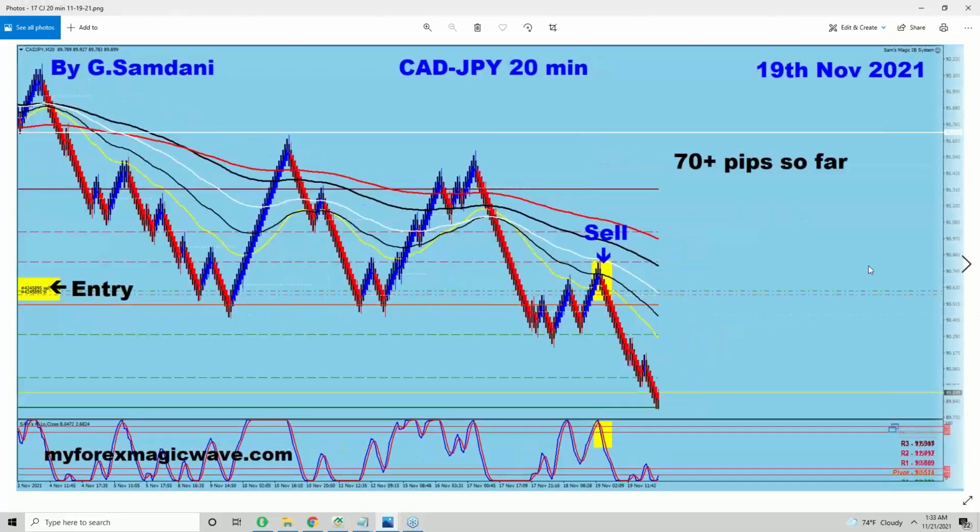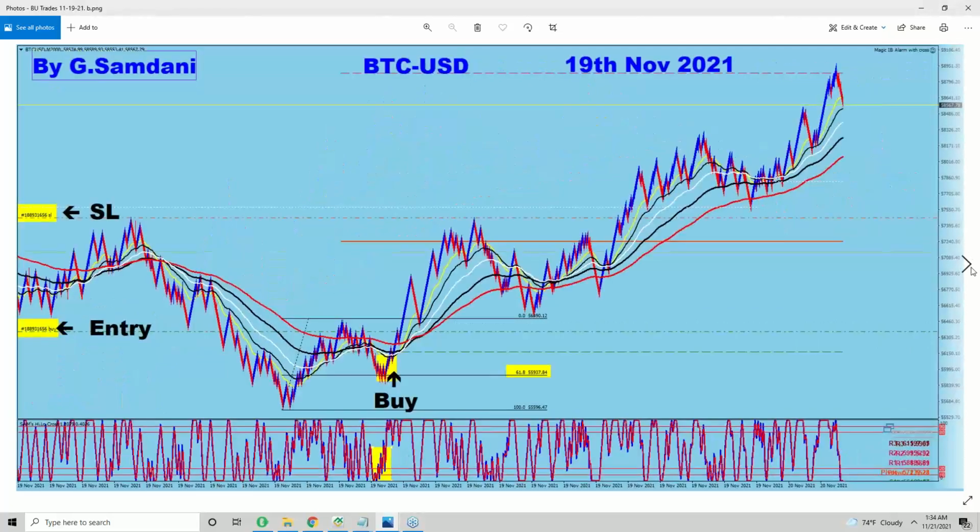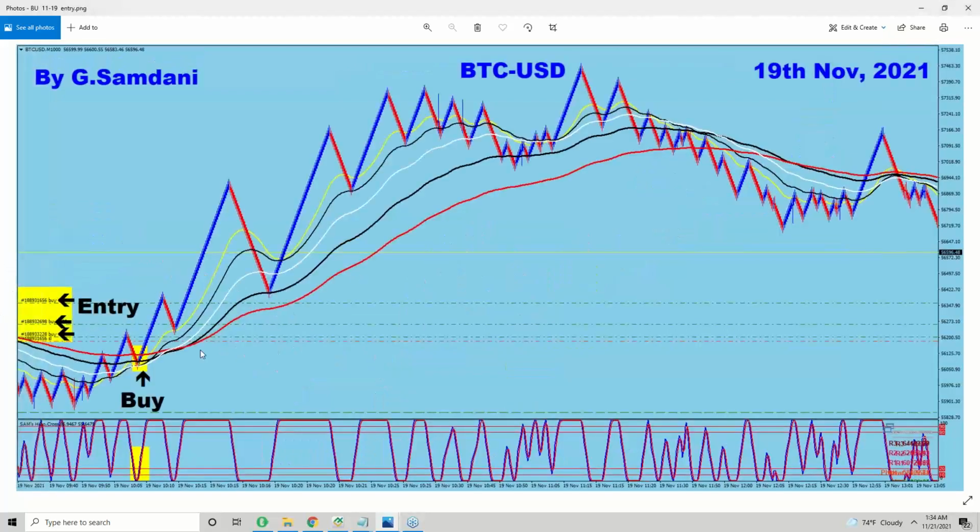And then on the 19th, CAD Yen as well. That was a short. This is a short. Then again, this is the one I took, CAD Yen. And that's the Bitcoin I'm talking about. These are the 3 entries that I got here, and it went up. And finally, on the 19th I closed the 2 here when I took this one. Right after that, I closed the 2 entries and left only the 1.